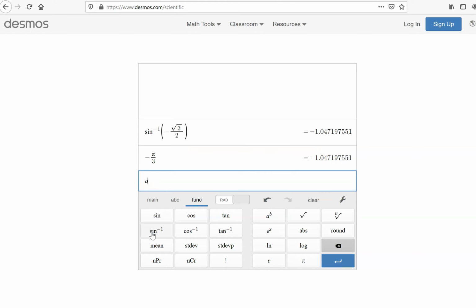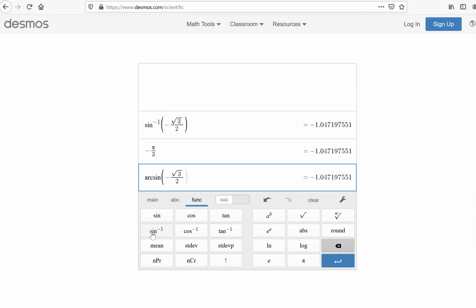Similarly, I could have typed in arcsine on the keyboard, and of that negative square root of 3 over 2, and it does the exact same thing. So you can use either form. I think usually if the keyboard's easily accessible to me, I just type it in instead of searching for the button, but either way will work.